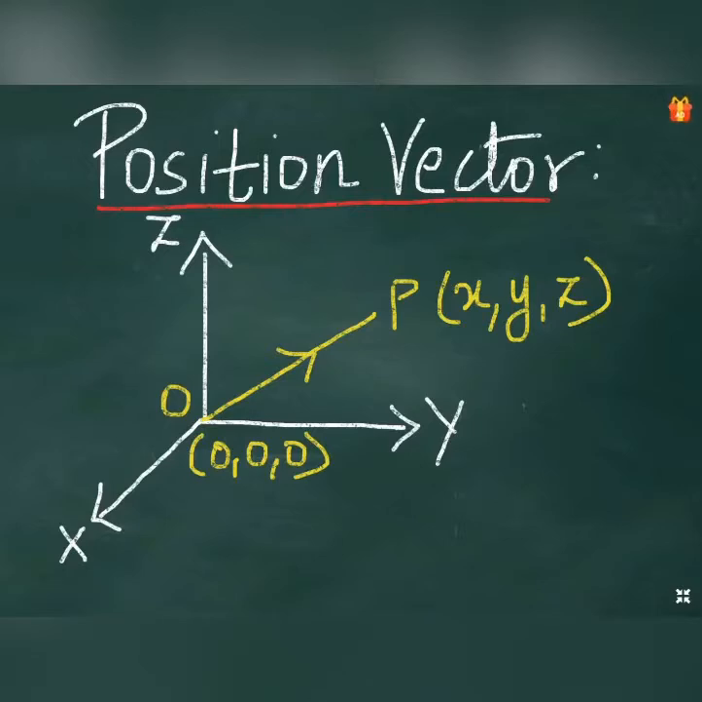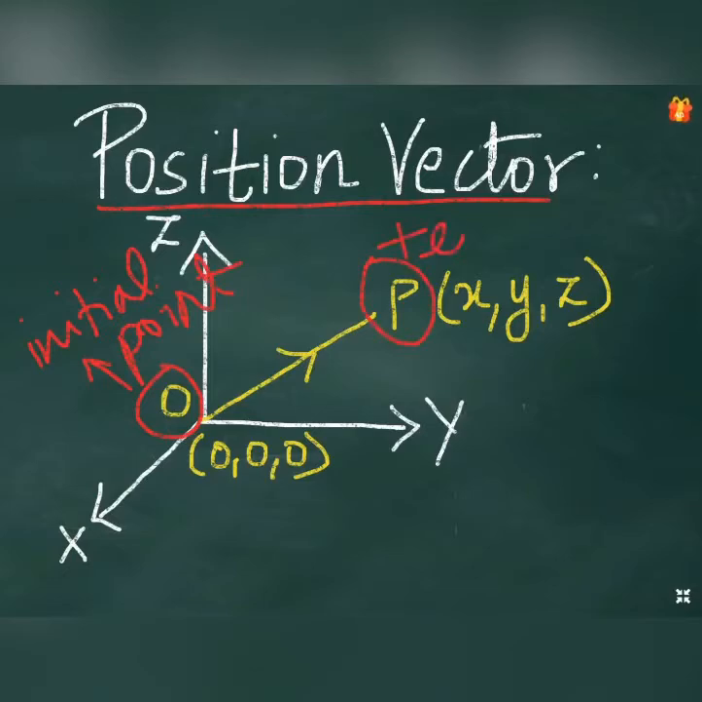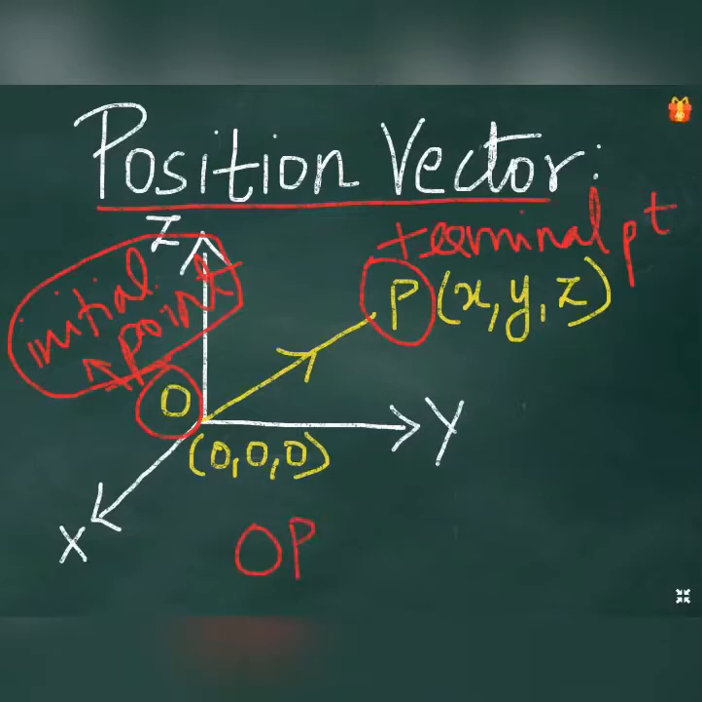So what is a position vector? A position vector is a vector having the origin as its initial point and any point P in space as its terminal point. The main keyword to note here is that the origin is its initial point. So vector OP is a position vector respectively.